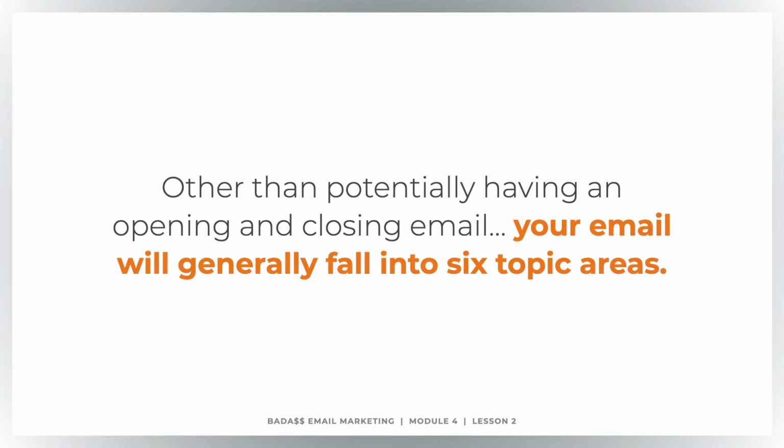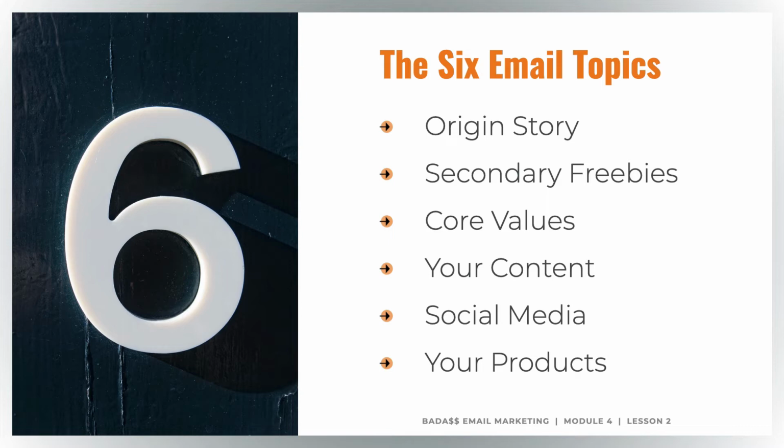So other than potentially having an opening and closing email, and I have that in my sequence now, your emails will generally fall into 6 broad topic areas. And let's go ahead and talk about those. So here are the 6 topics: your origin story, secondary freebies, core values, your content, social media, and your products. And we're going to talk about those in order.